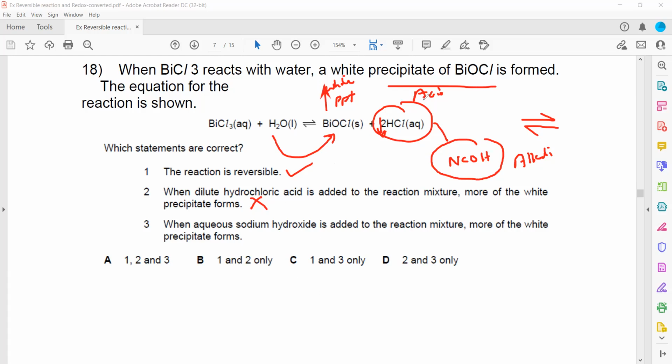So aqueous sodium hydroxide is added. When we add sodium hydroxide, it will react with HCl, so the amount of HCl will decrease. Whenever the amount of product decreases, the equilibrium shifts to balance. So equilibrium shifts towards the right, and more product will start to form. So statement 1 and statement 3 are correct. That's why C is the right answer.